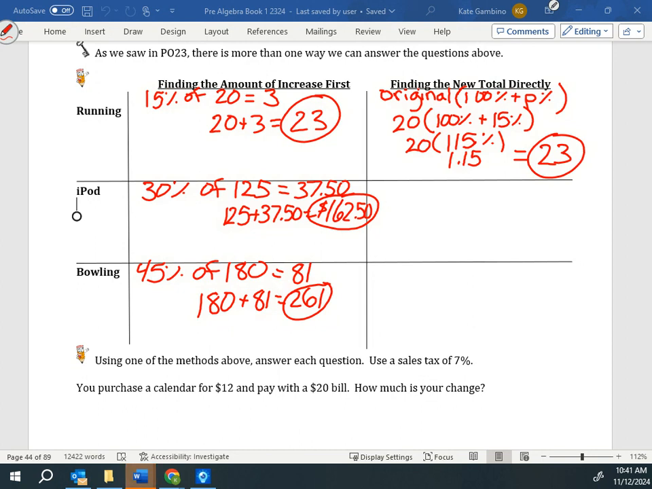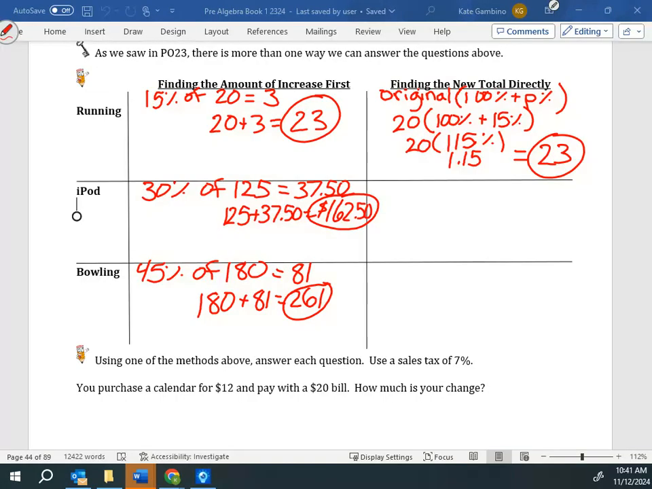So you could find the amount of the increase and add it on to that original number, or you could add your percent to that 100%. So it would be 1 point something, because it's always going to be 100% plus. So 1.15 times 20. You can either add, then multiply, or you can multiply, then add.